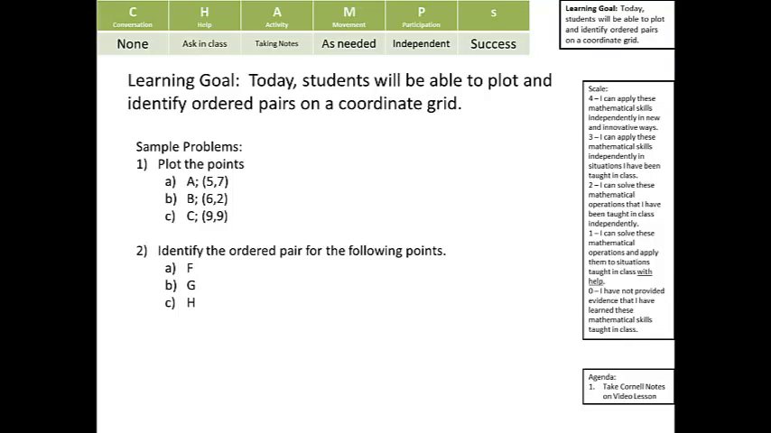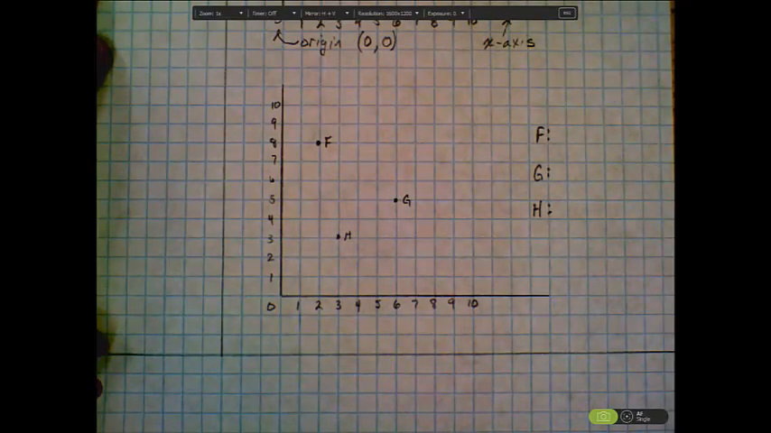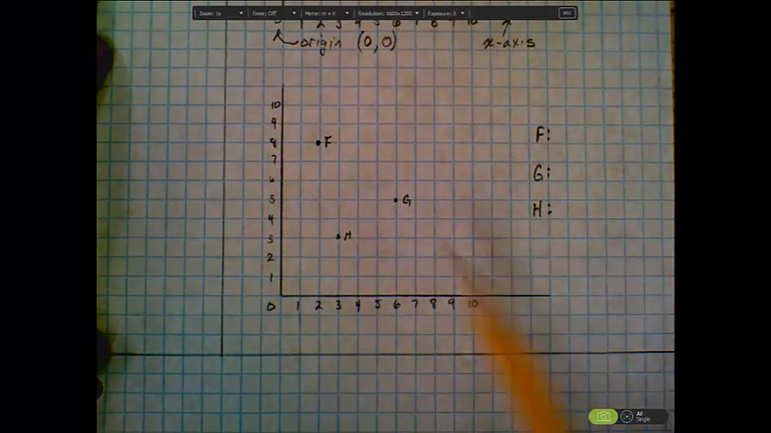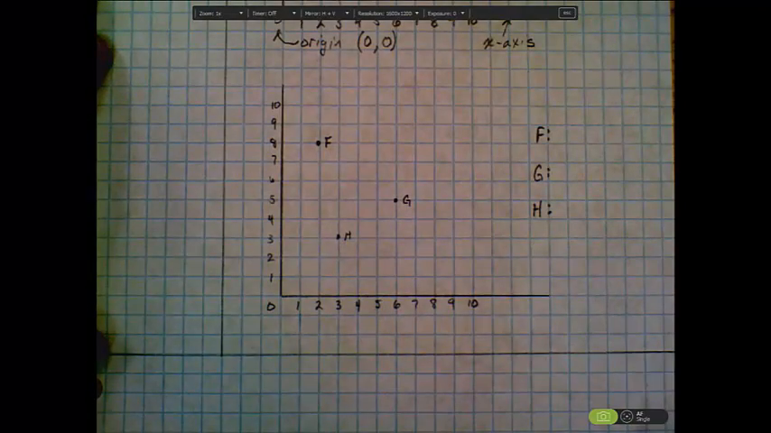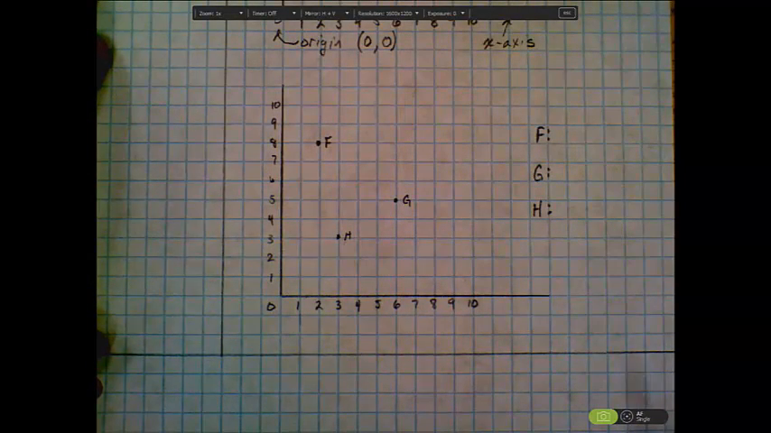Alright, the second thing that we're going to have to do is be able to look at points that are already plotted on a coordinate grid and identify where they are located. So we're going to look at a coordinate grid that has points F, G, and H, and then we're going to identify where those points are. So here's our coordinate grid. We have the points F, G, and H, and we need to identify where they are on the coordinate grid.